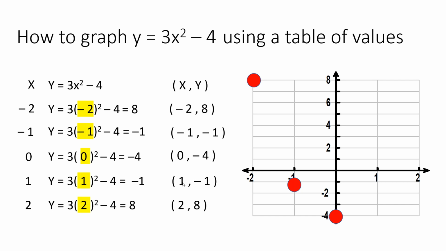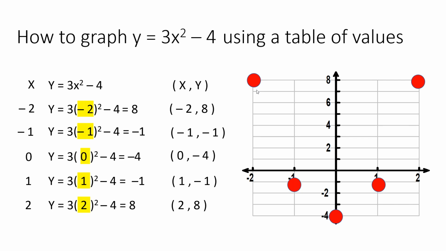For the 4th point, we have 1, -1, start at the origin, go 1 unit to the right, and 1 unit down, plot your point. And the last point is 2, 8, start at the origin, go 2 units to the right, and 8 units up. And here you have 5 key critical points plotted on your xy grid.